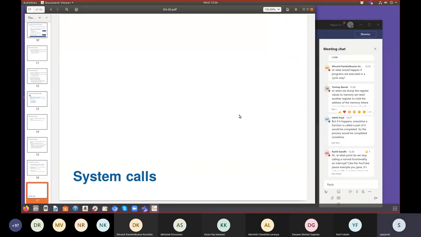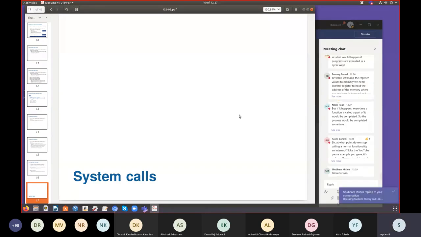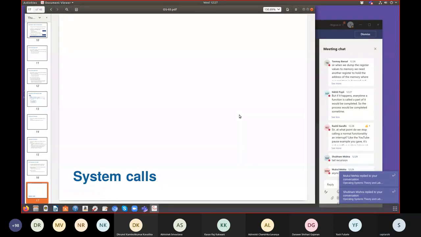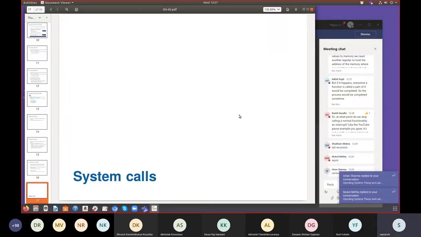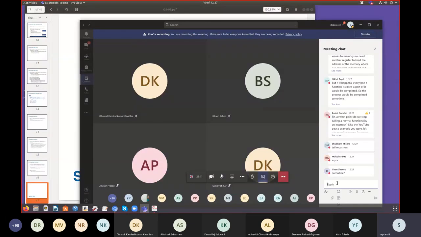Functions written in this way have a particular name. Any idea what that name is? Tail recursion? No, not quite. I am not sure about some of the terms that you were saying, like coroutine. I do not know, so I'm not commenting whether that is right or wrong. It may be that that's also right, but the term which I had in mind is this.